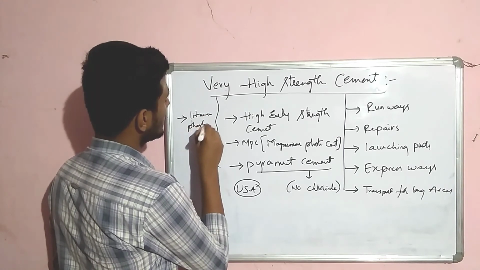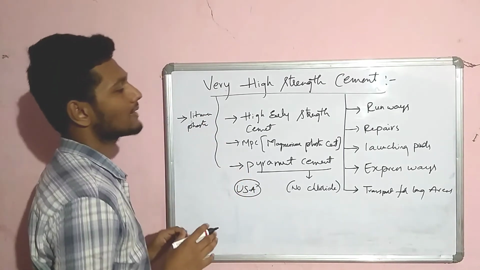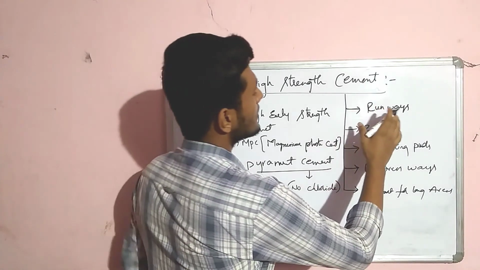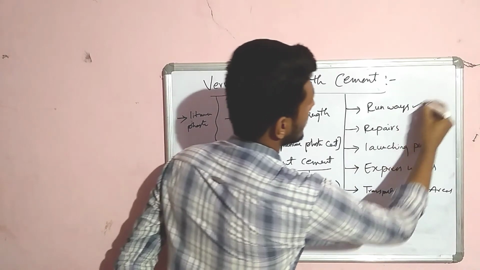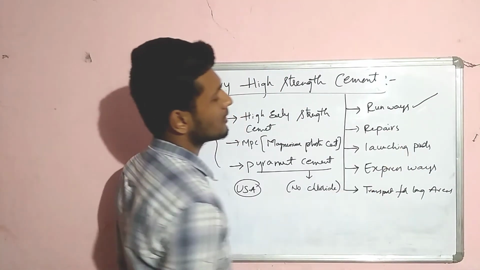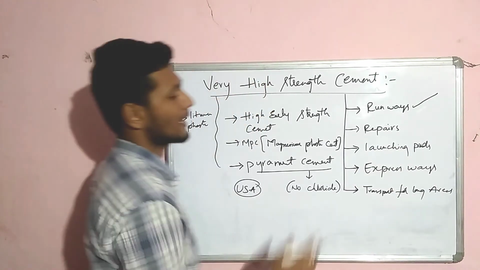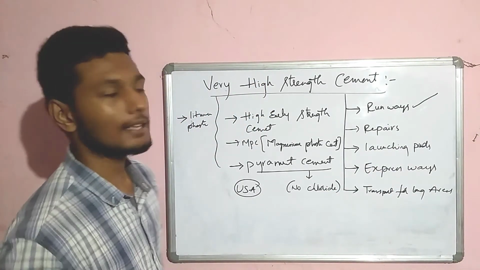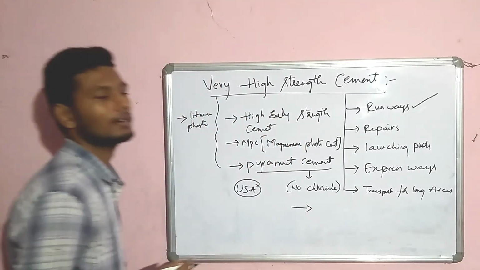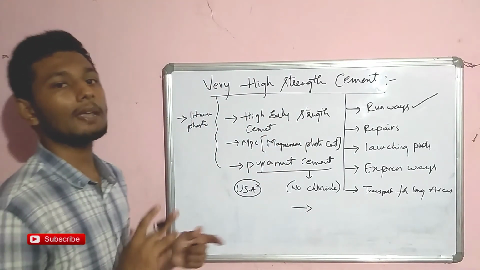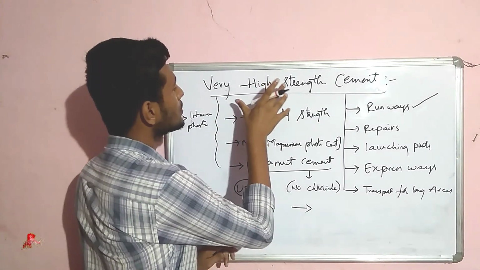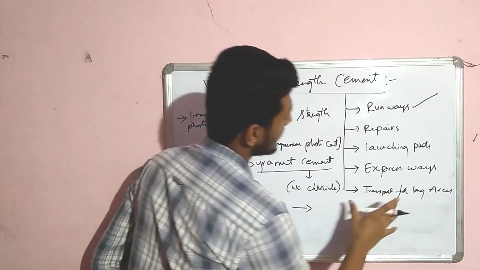phosphate is used as the accelerator to get higher strength, and the cement can be used in the design of runways, repairing works, launching pads, expressways, and in such places where it would take more time for the transportation of the cement. Normal cement may tend to deterioration. In such places, this high strength cement is used.